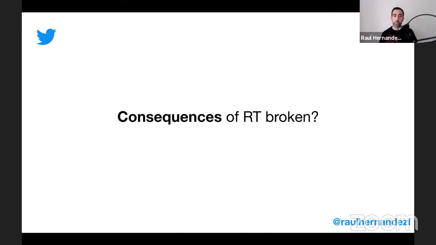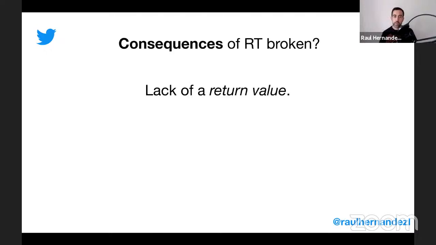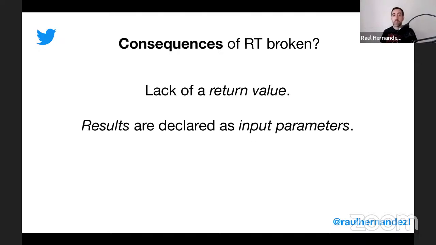What consequences do we have if we break this principle? So for instance, thinking about callbacks, we don't have a return value. So we cannot actually guarantee that the returning value or the output is the one we are expecting, because we don't have anything to look at. Also, results are declared as input parameters in the callback, which is not ideal because then you don't have something to test against. So actually you cannot do unit tests with callbacks. You can just do integration tests with mocks.